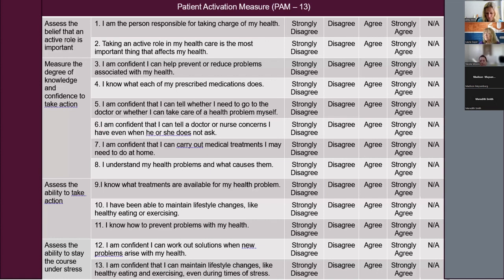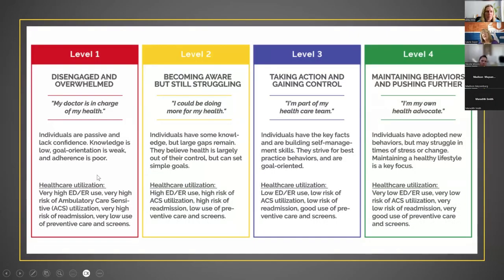Because we know that life doesn't exist in the same place all the time, right? We go through bumps, we go through curves. And so being able to stay the course when life goes through those stressful times: I'm confident that I can work out solutions when new problems arise with my health, and that I can maintain lifestyle changes like healthy eating and exercise, even during times of stress. So again, one goes through the 13 questions and scores those questions, and we come out at level 1, 2, 3, or 4.